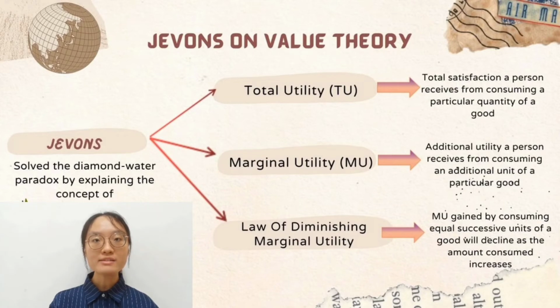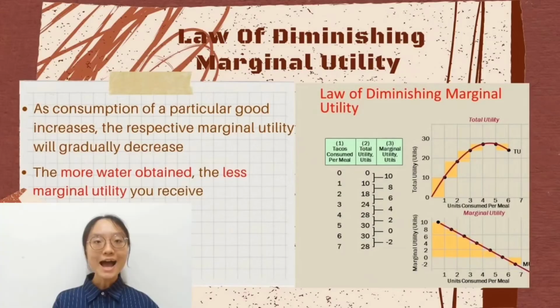The third one is the law of diminishing marginal utility. The law of diminishing marginal utility means that the marginal utility from consuming equal successive units of a good will decline as the amount consumed increases. So, we will see more details on the law of diminishing marginal utility with the next slide. I am going to give an example based on the graph for better understanding.